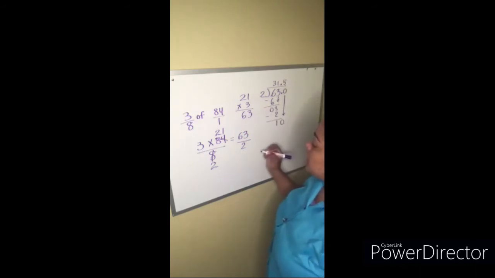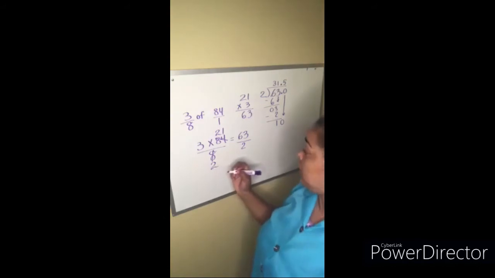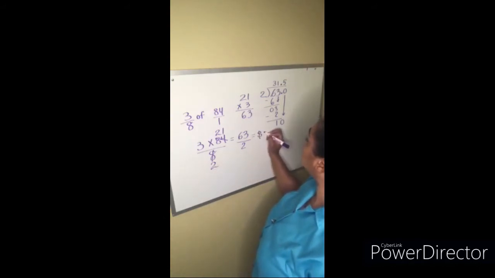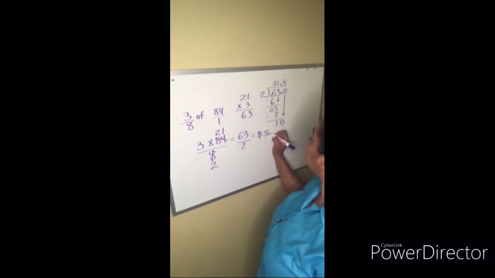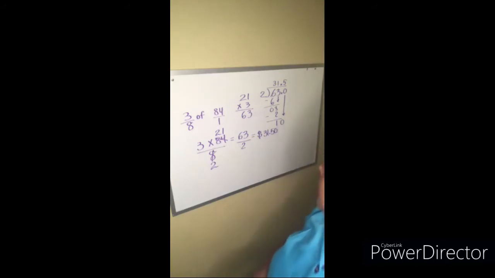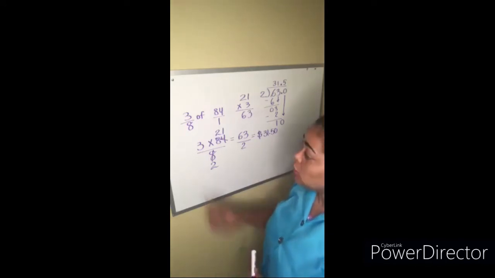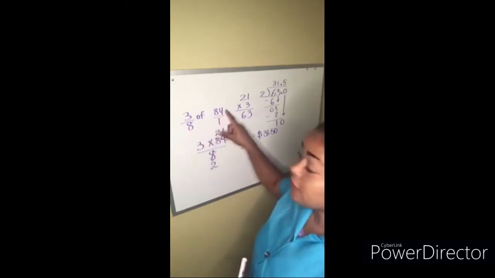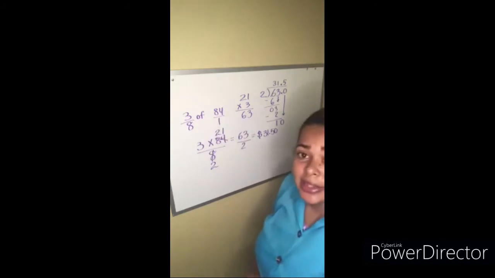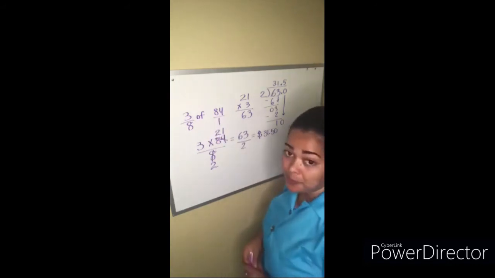Since we're dealing with money, our answer is going to be $31.50. We won't say 0.5. We will say $31.50. So 3/8 of 84 is actually $31.50.